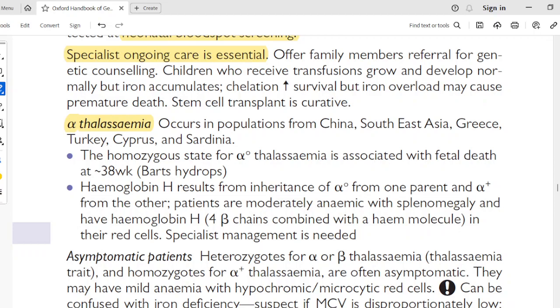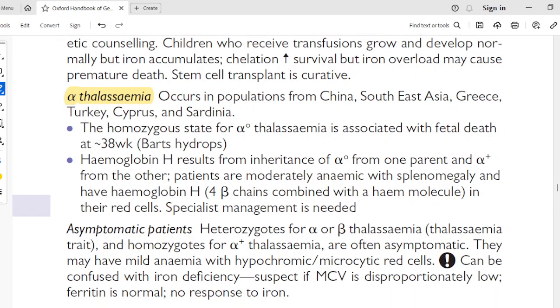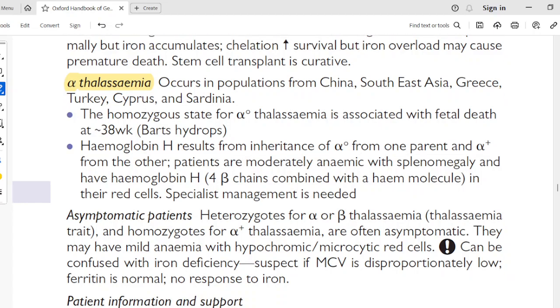Alpha thalassemia occurs in populations from China, Southeast Asia, Greece, Turkey, Cyprus, and Sardinia. The homozygous state, that is alpha 0 thalassemia, is associated with fetal death at 38 weeks, that is Bart's hydrops. In this, Bart's means B for beta: there are excess beta chains due to deficiency of alpha chains. You have to remember it that way, it's opposite. So, fetal death at 38 weeks.